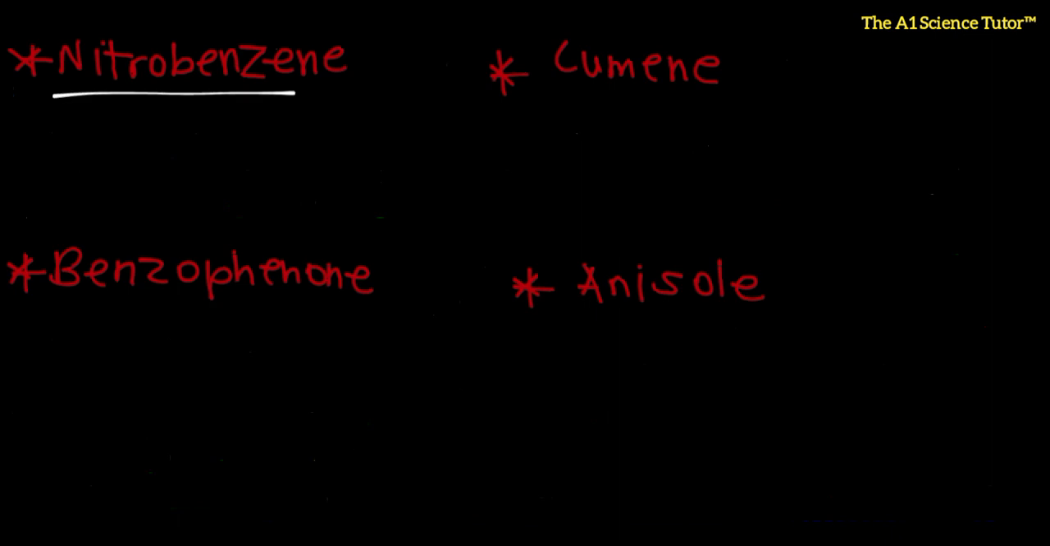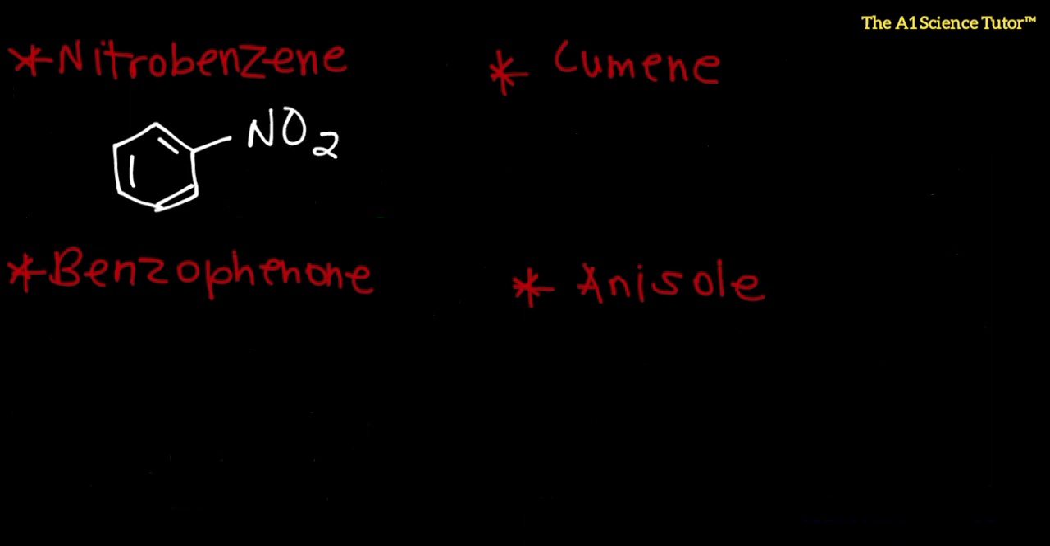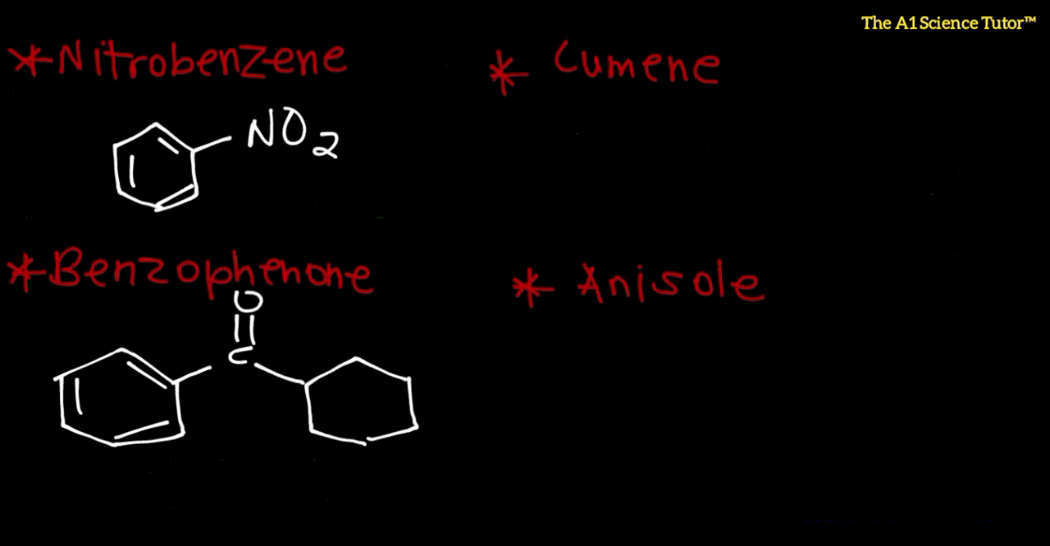So for nitrobenzene, we got to have a benzene ring that carries a nitro group. So that should be this way. Benzophenone. So we need to have a benzene ring that carries a carbon with a double bond O, and then we're going to have a phenyl group, which is going to be this. So this is basically the structure for benzophenone.